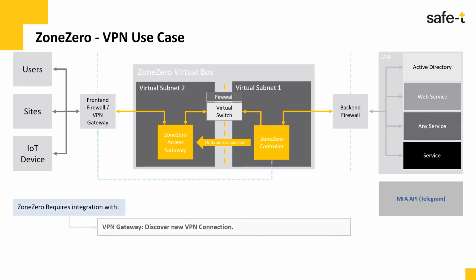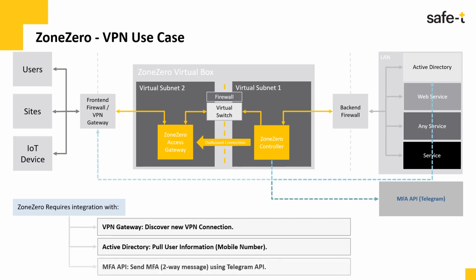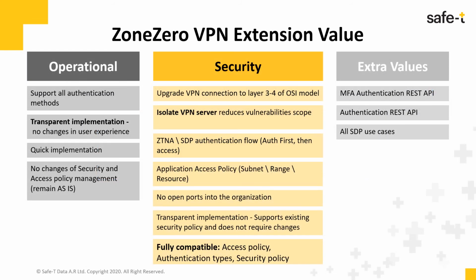ZoneZero integrates directly with the VPN and discovers any new connections. It then pulls user information, including mobile phone numbers, from the identity source such as Active Directory, and then enforces MFA on a separate back channel using an API such as Telegram that is triggered by network requests. ZoneZero VPN magically transforms your existing VPN into a zero-trust secure access solution with hardly any effort.